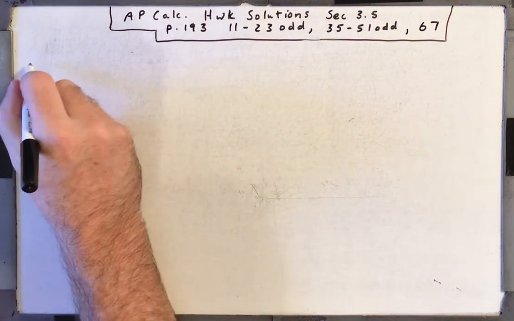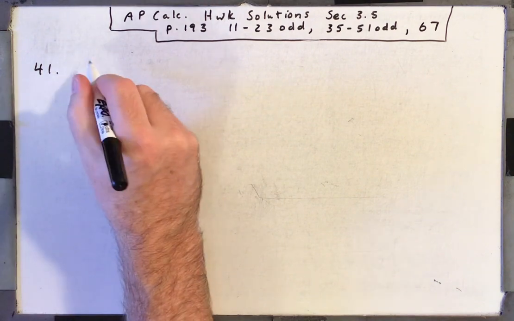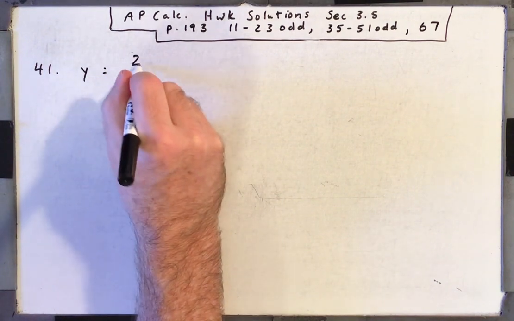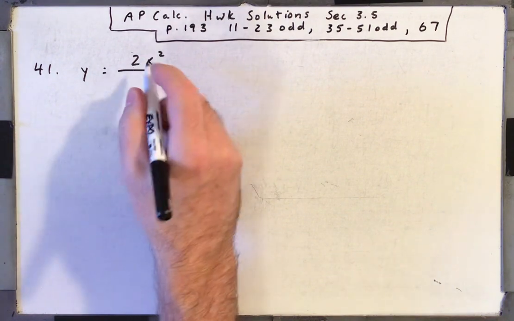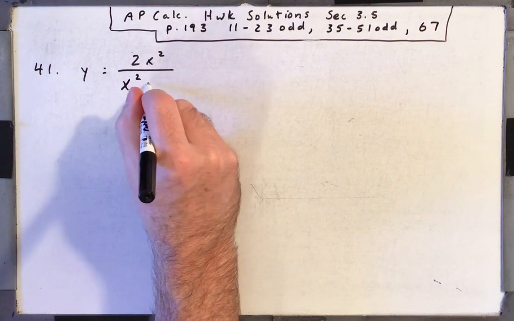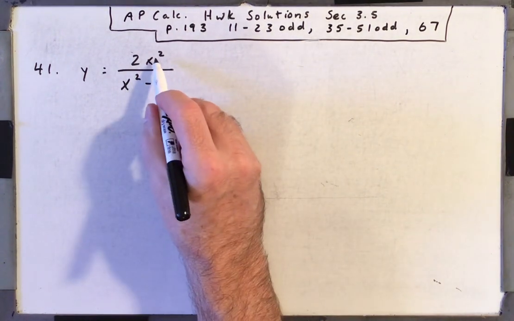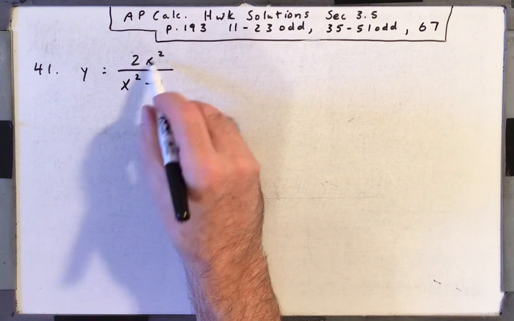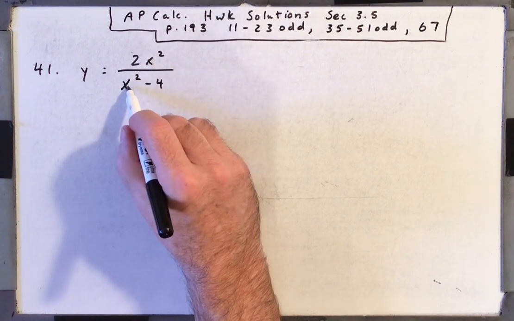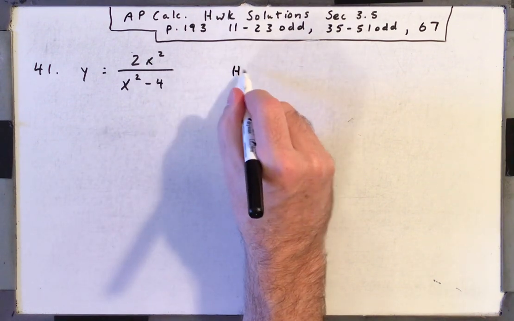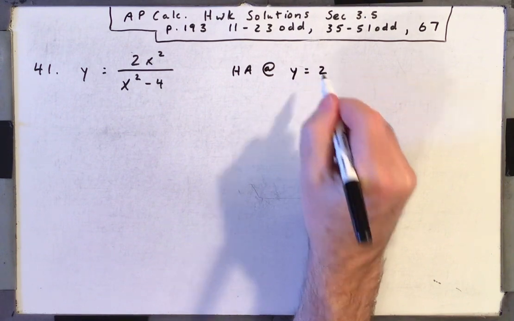Number 41. Okay, we have y is equal to 2x squared over x squared minus 4. First of all, let's just eyeball this and find the horizontal asymptote. We've got a tie with the highest powers. The coefficient here is 2. The coefficient here is 1. So we have a horizontal asymptote at y equals 2.